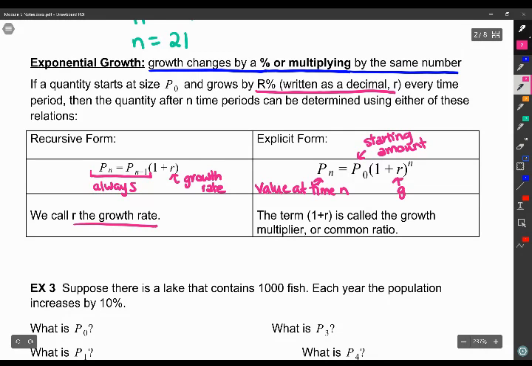R is your growth rate, and n is your time, just like before. The term 1 plus R is called the growth multiplier or common ratio. So you're going to see that come up. Make sure you understand or you're aware of that terminology.